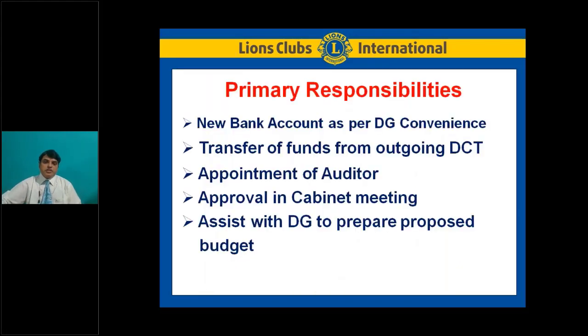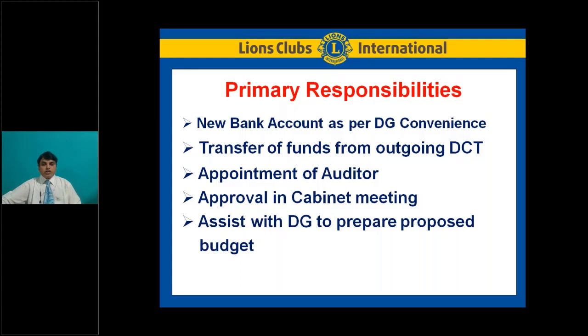What will be your primary responsibilities? As district cabinet treasurer, you need to open a new bank account whenever needed, as per the DG's convenience. Apart from that, the outgoing district cabinet treasurer will transfer their funds. Sometimes, initially, funds are required to pay certain bills, so the outgoing district cabinet treasurer will transfer funds to you.